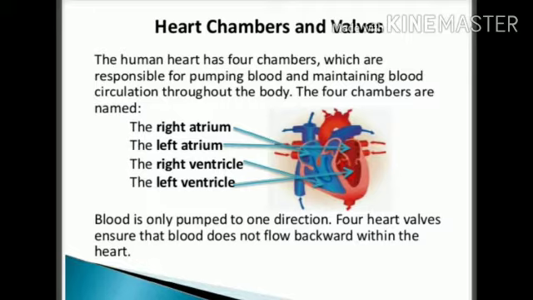The human heart has four chambers which are responsible for pumping blood and maintaining blood circulation. The four chambers are named the right atrium, the left atrium, the right ventricle and the left ventricle, as you can see in the diagram. Blood is only pumped in one direction. Four heart valves ensure that blood does not flow backward within the heart.